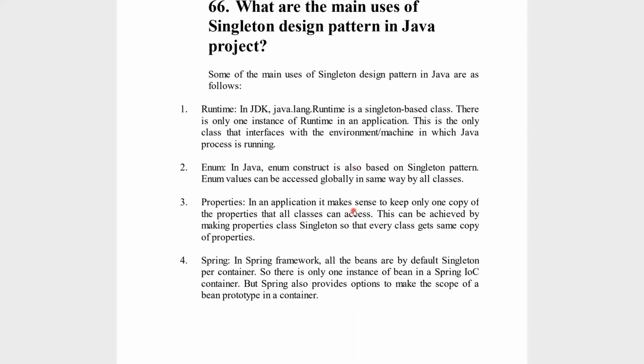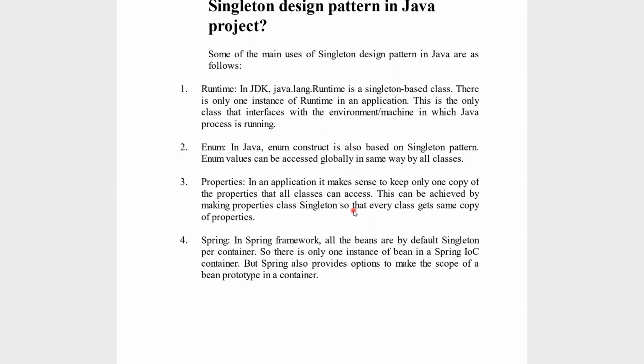Enum is a singleton pattern, so it is also good. Properties: in an application, it makes sense to keep only one copy of properties that all the classes can access. Okay. Then Spring Framework. The default bean scope is singleton, one per container, right? You have prototype also, request also, session also, but we are not going into it right away. So keep a check on your task.